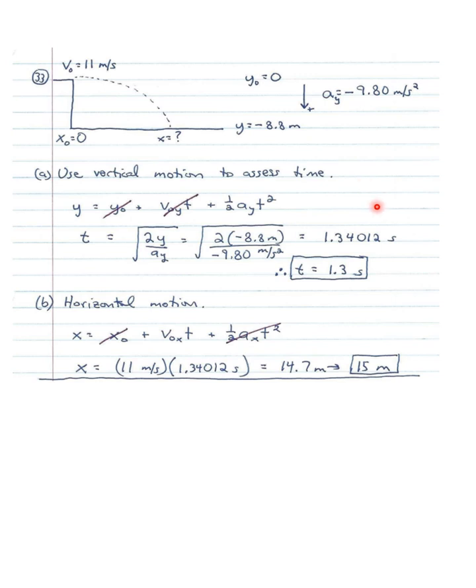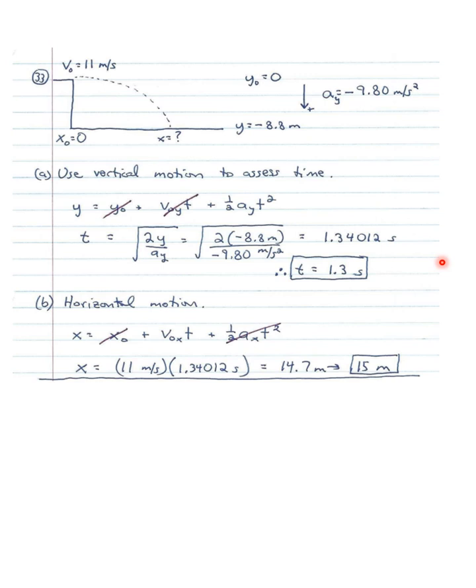So to solve for time, we'll use y equals y naught plus v naught y t plus 1/2 acceleration y t squared. Y naught is 0, v naught y is 0, and so all we're left with is y equals 1/2 acceleration times t squared. Solving for time, we get the square root of 2 times y over the acceleration in the y direction. Here I've plugged in the values and I get 1.34 seconds.